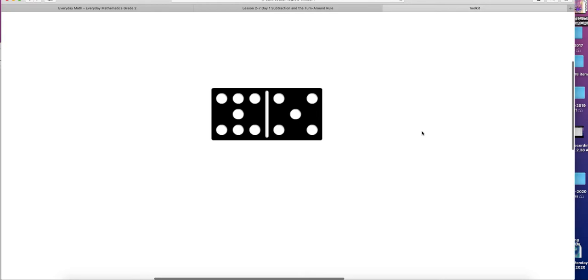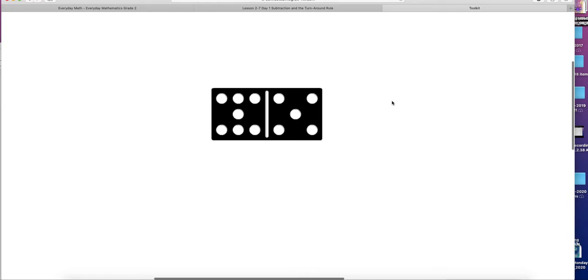8 plus 5. No, we can't do 8, because we have 5 on one side and 7 on the other side. 7 plus 5 equals what? 12. 12. Very good. Okay? So the turnaround rule is basically you can use the same numbers that you're adding together and just turn them around. 7 plus 5 is the same as 5 plus 7. 3 plus 4 is the same as 4 plus 3. 2 plus 8 is the same as 8 plus 2.